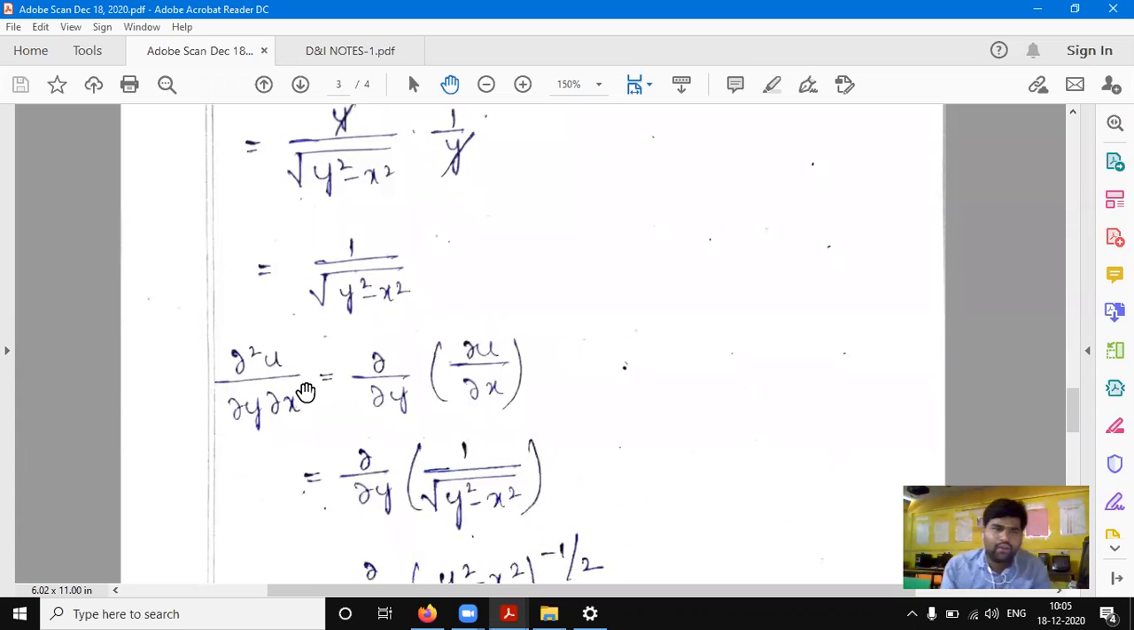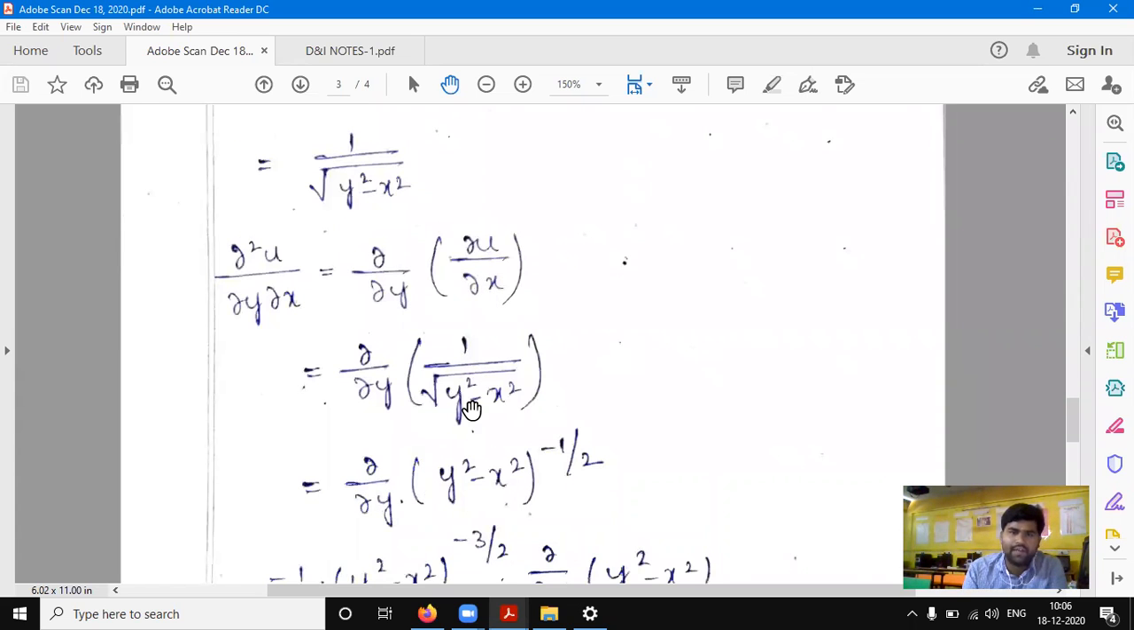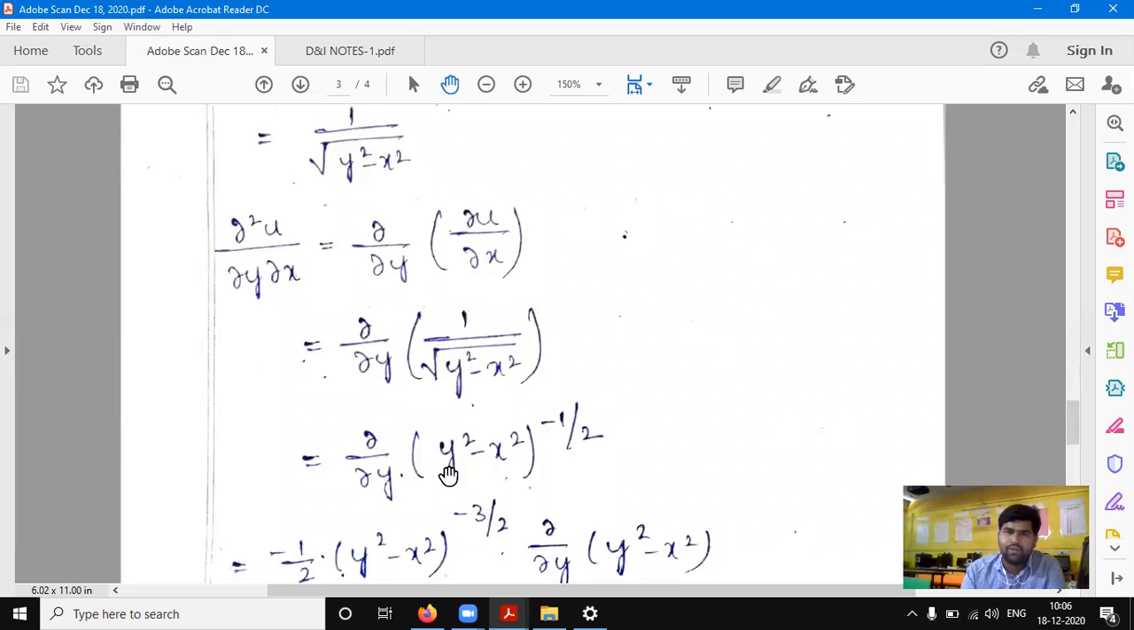So we actually need ∂²u/∂y∂x. That is nothing but, as we wrote already previously, ∂/∂y of ∂u/∂x. We calculated ∂u/∂x, so we have to substitute this value here. So ∂/∂y of 1 by under root of y square minus x square. This we can write as ∂/∂y of (y square minus x square) to the power of minus 1 by 2, because 1 by (y square minus x square) to the power of 1 by 2. Root is nothing but 1 by 2, and if you write it in the numerator, that becomes minus 1 by 2.